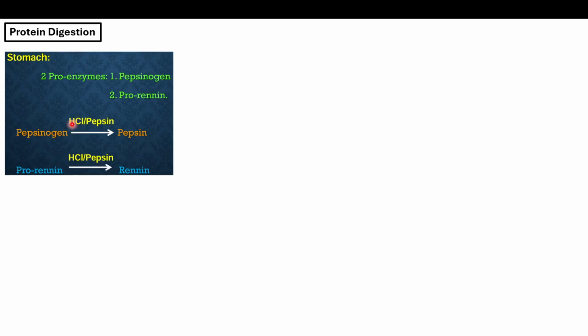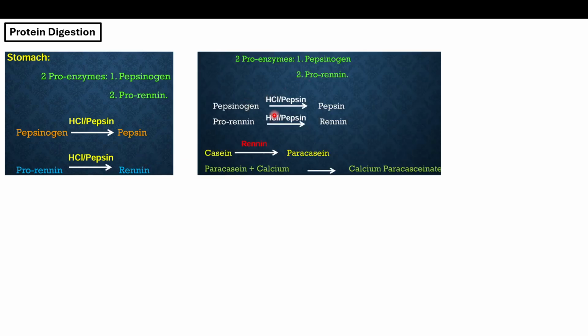Pepsinogen, in the presence of acidic pH, gives rise to pepsin. Pepsinogen is the inactive form, the proenzyme, and then there's prorenin, again in acidic pH and under the action of pepsin, it gives rise to renin. So, casein in milk, mostly in case of infants and children, is broken down to paracasein by the influence of renin, and paracasein plus calcium gives rise to calcium paracaseinate.